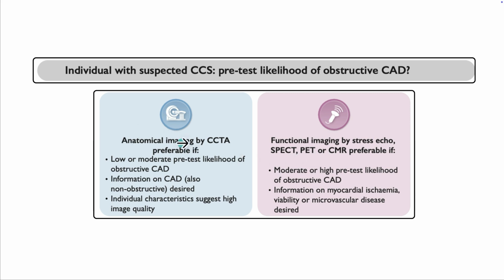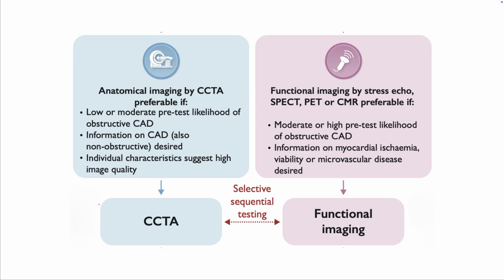So to recap, anatomical imaging by CT is preferable in low or moderate pretest likelihood of coronary disease, whereas functional imaging by stress echo, nuclear or cardiac MRI is preferable in patients with moderate or high pretest likelihood of coronary disease because of the false negative rates, so we keep them for the moderate or the high risk. They give us information on viability and microvascular disease, which we don't get by coronary CT scan. And if we detect abnormalities by CT scan or by functional imaging, the next step is probably referring them for an invasive angiography. But there will be some situations where we detect abnormalities in anatomical imaging and we need to add functional imaging, or vice versa.